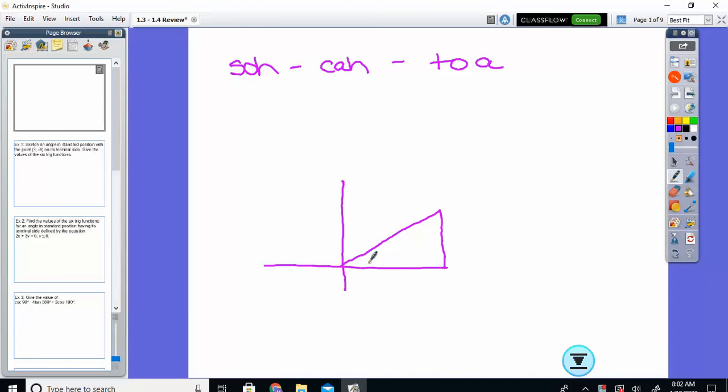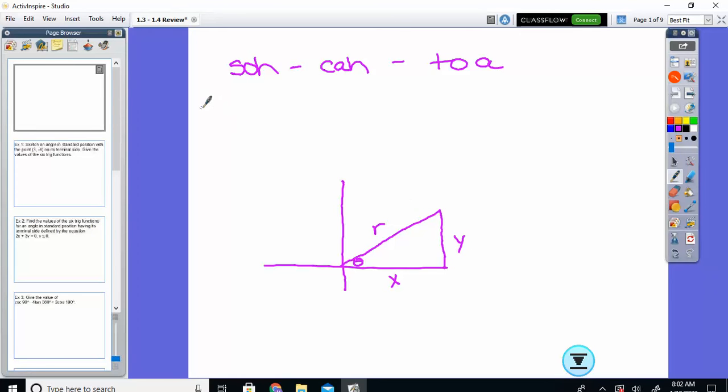Okay, we talked about x, y, and r. Where does r go? The hypotenuse. Your x is along the x-axis. Your y is your vertical side, so along the y-axis. Does everybody understand how we label those?